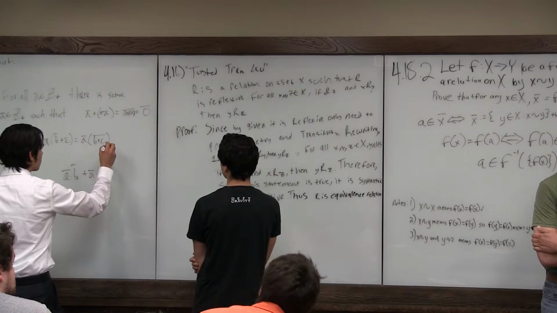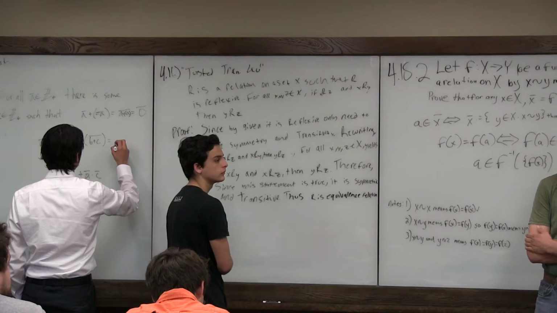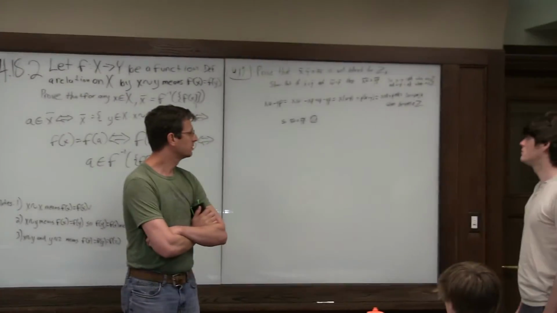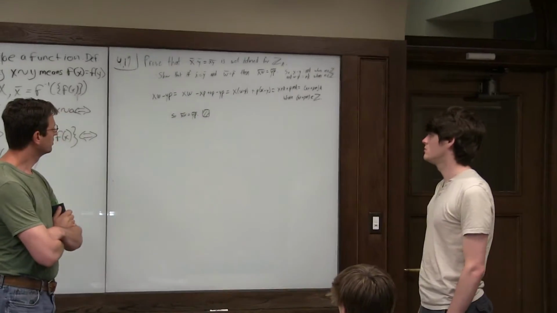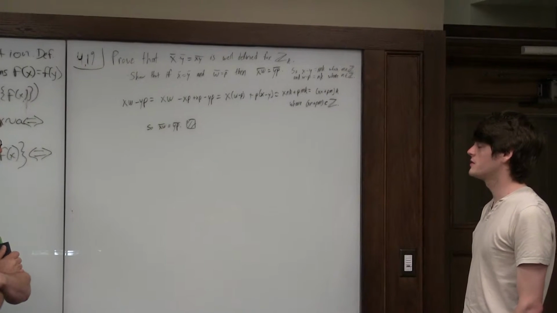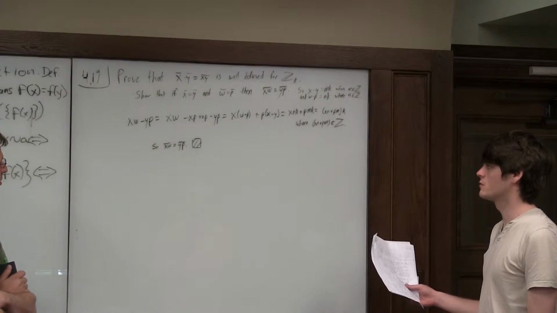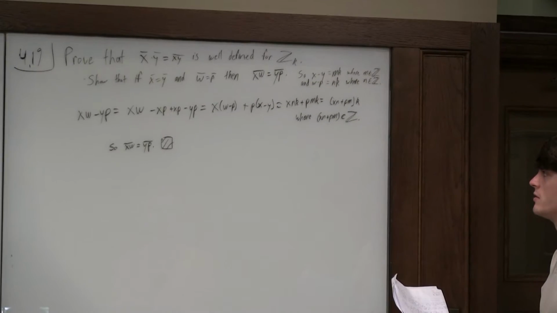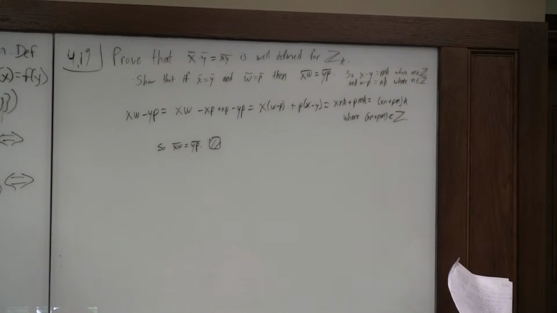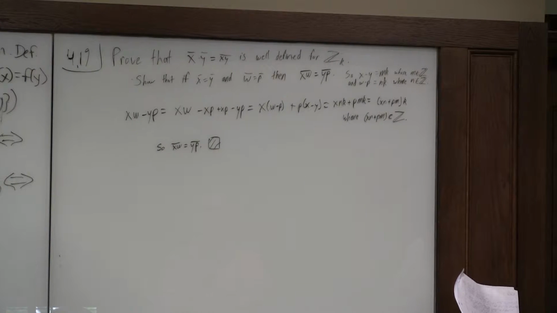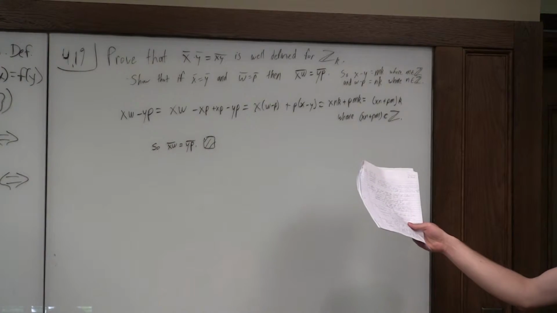Okay, so while Chris is working on that, why don't we come over here and look at what Eric did. Okay, Eric, why don't you explain? I'm supposed to prove that x, the equivalence class of x, times the equivalence class of y is equal to the equivalence class of x times y. And I took a cue from the book and did that.